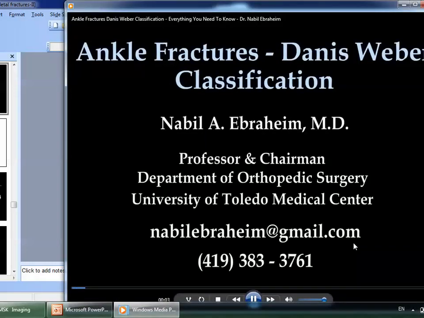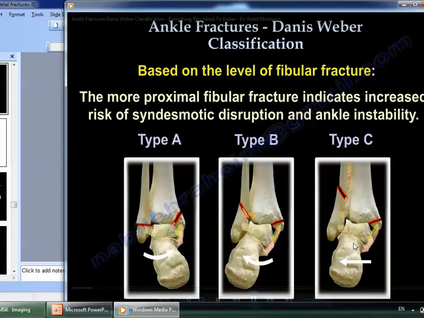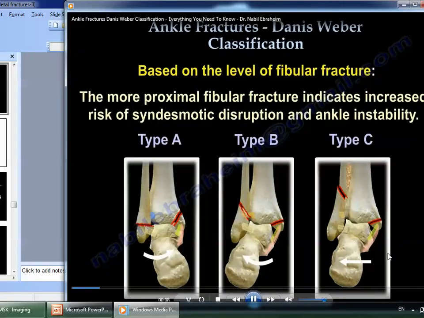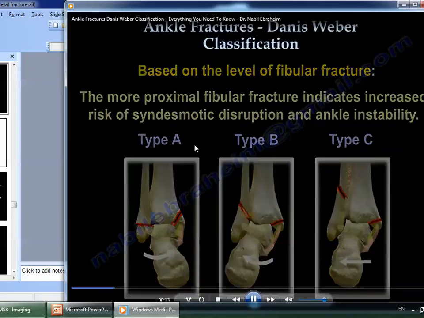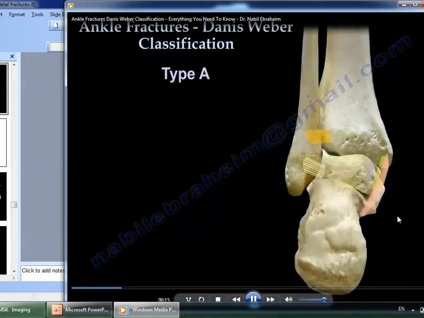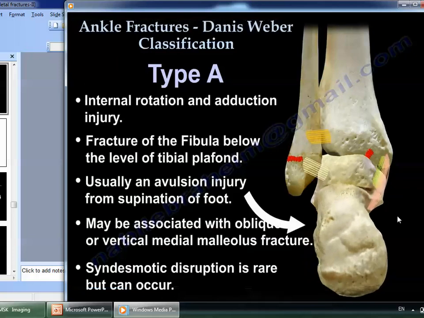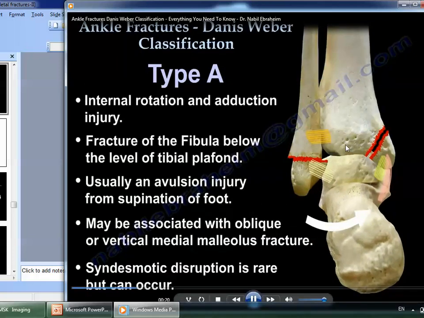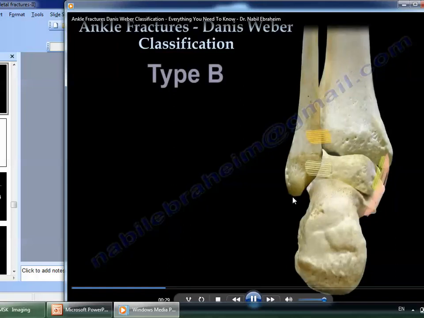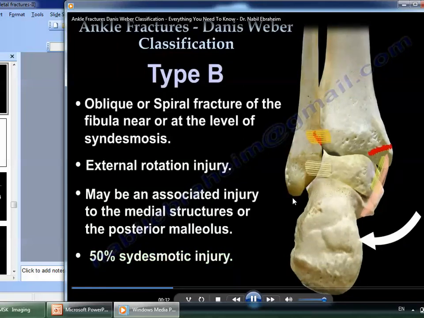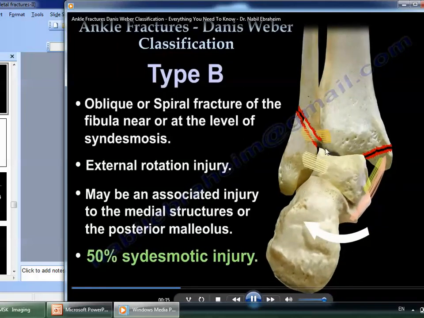And you can appreciate these fractures from this very short video presentation for the ankle fractures. As I have mentioned, they are classified according to Weber classification. You have type A, type B, and type C. And this is in relation to the tibiofibular syndesmosis. You can see the mechanism of injury, which will involve the distal part of the fibula, and you see here at the level of syndesmosis there is a fracture.